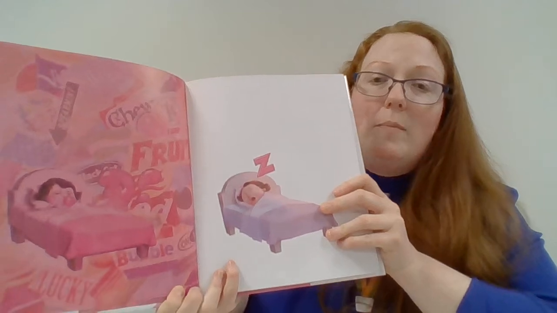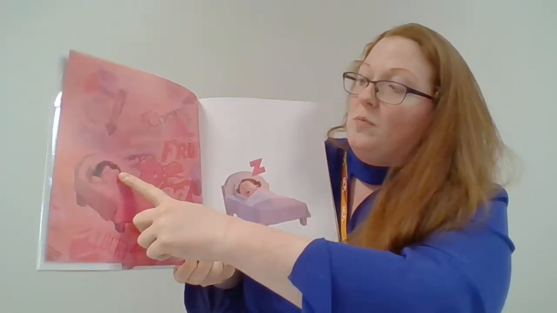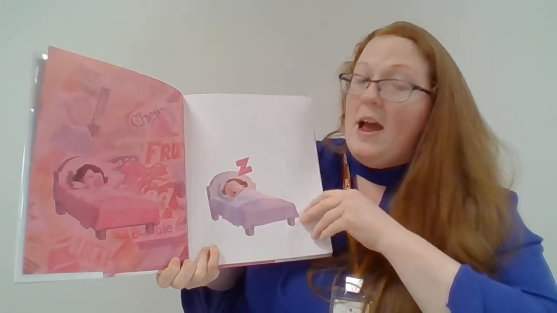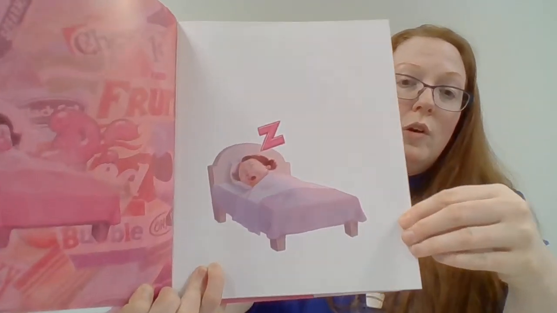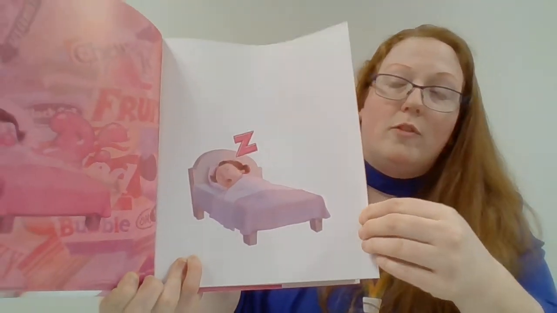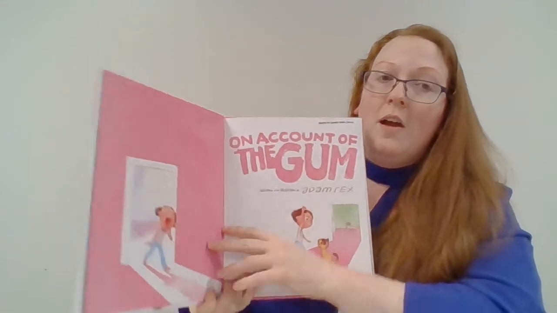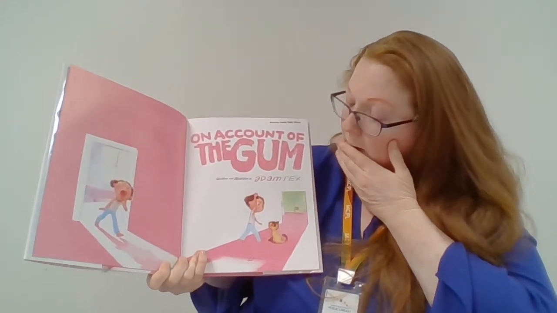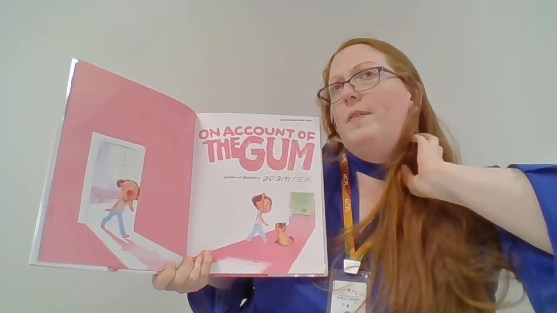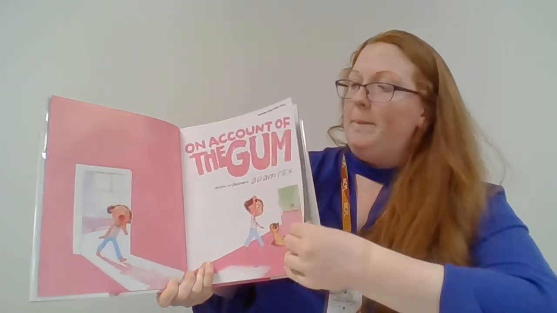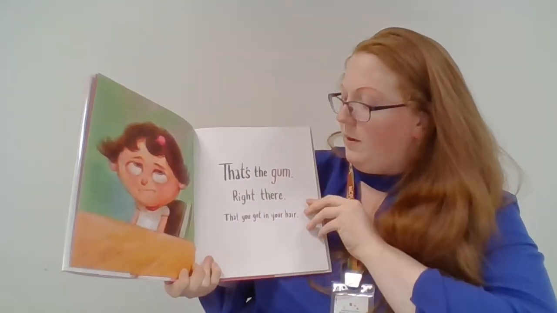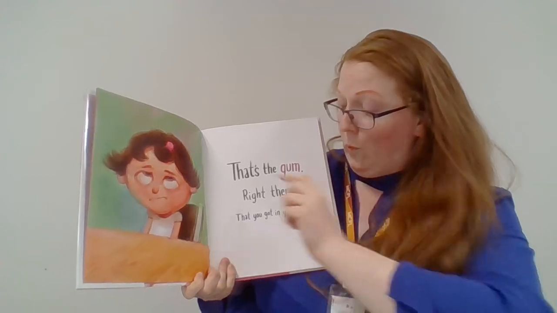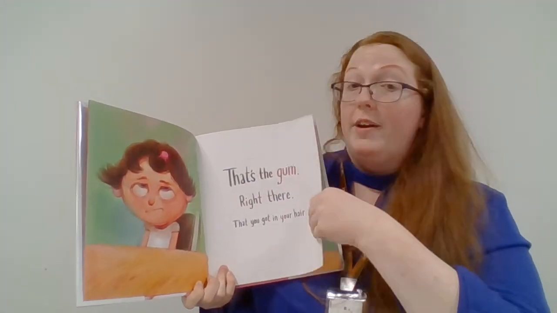Oh, we have somebody going to bed. It looks like she's blowing a bubble right before bed, and she falls asleep. And the gum falls out of her mouth. But she wakes up and she feels something in her hair. That's the gum right there that you got in your hair.